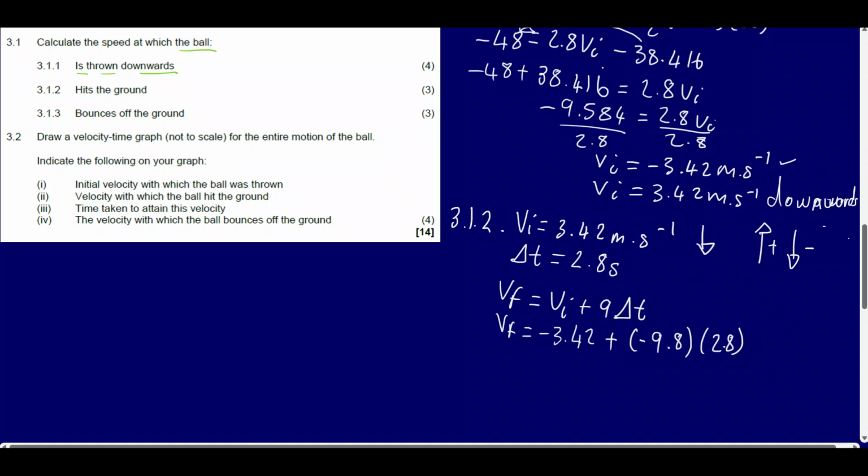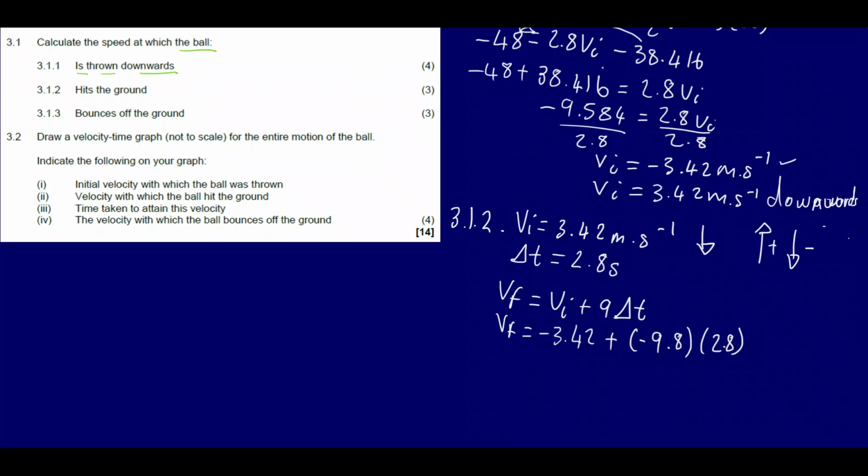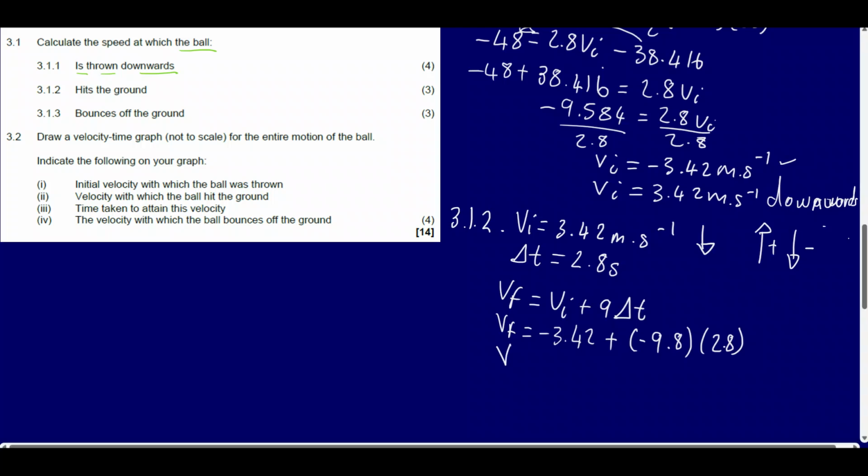Just to be consistent, and pay attention to direction in this topic because it matters. You are dealing with vector quantities. So this is going to be negative 9.8 times 2.8, and I think the answer there is going to give you a negative answer. So the final velocity here is going to be negative 30.86 meters per second. So what is the final velocity? The final velocity is 30.86 meters per second, and then downwards.